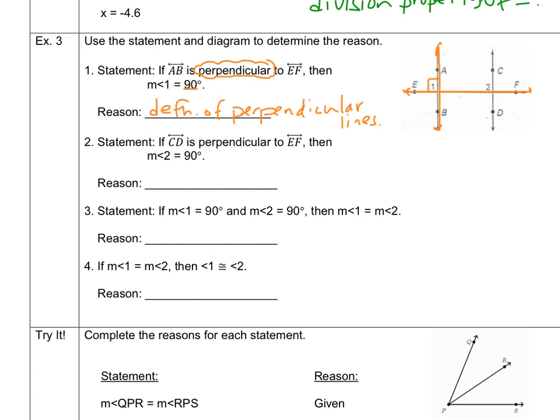The second sentence looks pretty similar. Statement 2, if CD is perpendicular to EF, then angle 2, the measure of angle 2 is 90 degrees as well. Now CD is over here on the right, and it's perpendicular to the same segment EF. And we know that this would be true as well for the exact same reason as statement 1. Again, because of definition of perpendicular lines.